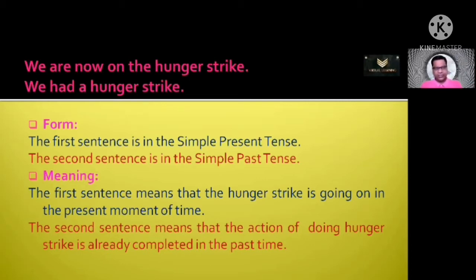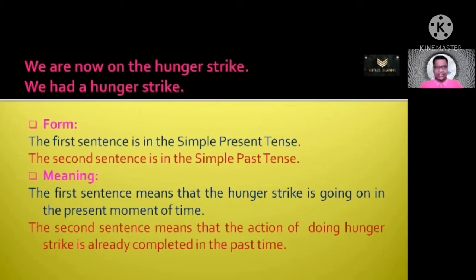So the first sentence, you can define it in your own ways. We is the first person plural number functioning as subject. Are is the main verb of the sentence. Now indicates adverbial of time. On the hunger strike, right? So the first sentence tells you that the hunger strike is going on, because the people are sitting over there and they are on the hunger strike. They may have some legitimate demands of their own.